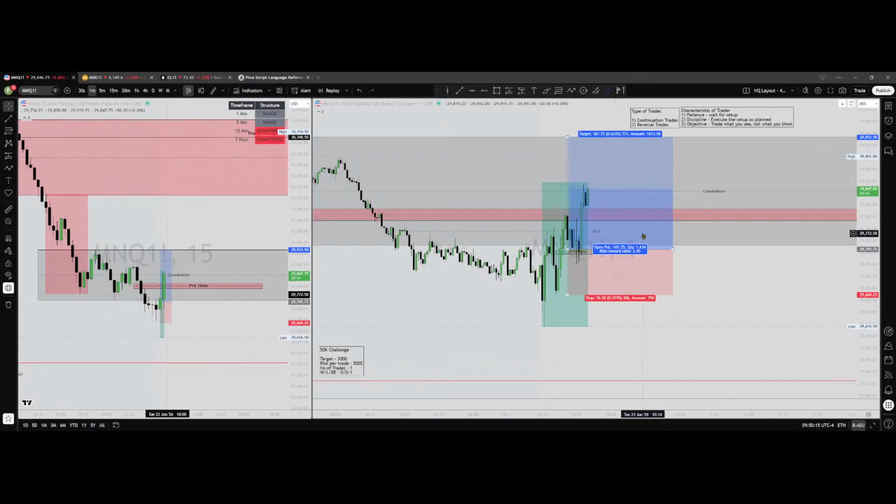But this is what an AMD trade would have looked like. With the stop of 76 points, we would already have been up 100 points.